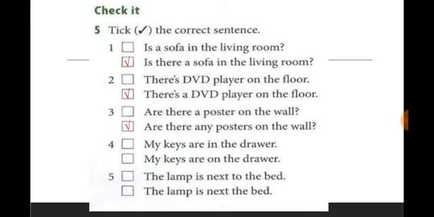Number four, my keys are in the drawer, or my keys are on the drawer. The first one is the correct one. My keys are in the drawer. Number five, the lamp is next to the bed, or the lamp is next to the bed. The first one is the correct one. The lamp is next to the bed.